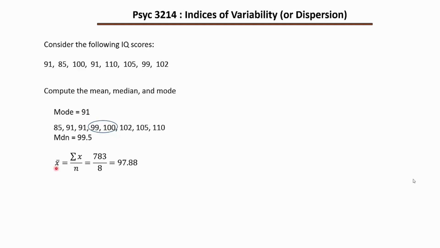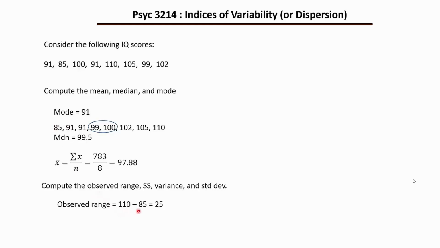So now let's move on to the indices of variability. So that will be the observed range, the sum of squares, the variance, and standard deviation. The observed range, pretty simple. Take the maximum value minus the minimum value, so 110 minus 85, and that gives us 25. Now we go to the sum of squares, and this is another formula I want you to memorize.